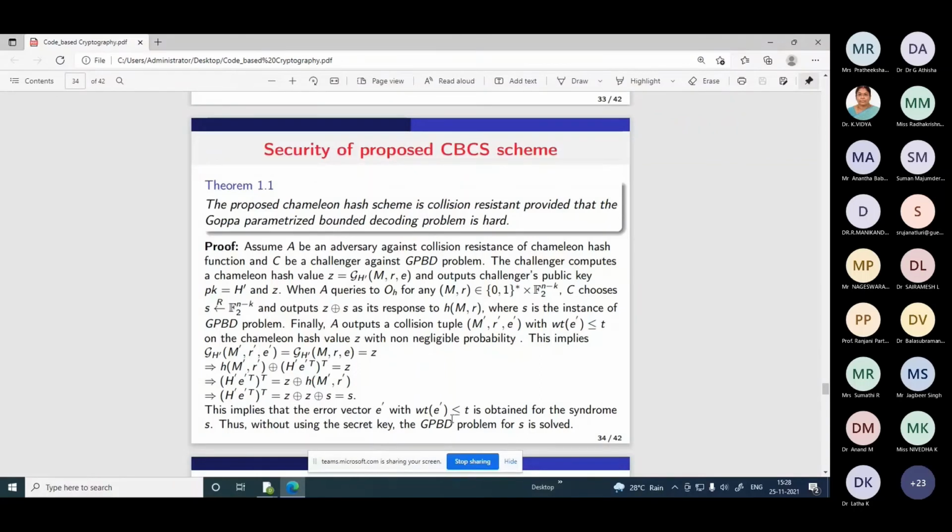So you cannot solve this, right? For a given X, no one can find an error vector of weight T. So this assumption is wrong. This is how all our theorem proofs will go on. We will take one assumption that we can do a forgery or we can do a decryption without knowing the secret key. And we have to give a reduction proof towards a hard problem.